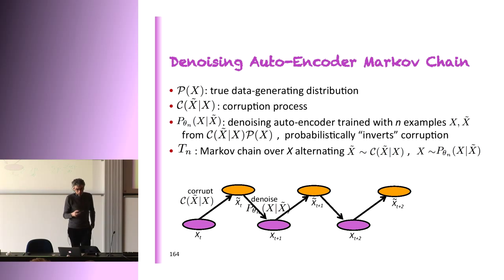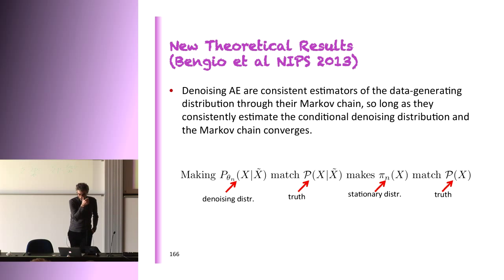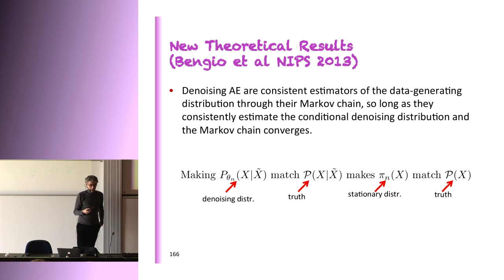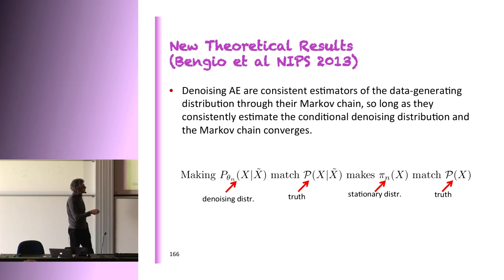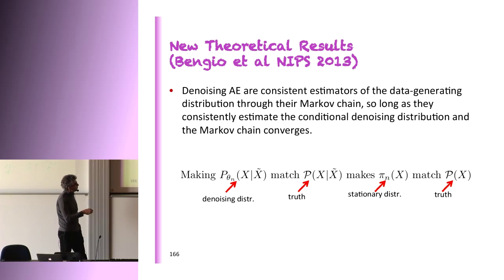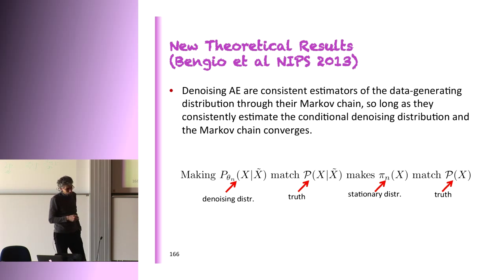And this Markov chain, we can show, estimates the data generating distribution in the sense that as our learned denoising model approaches the true denoising, the Markov chain that we get by running this denoising autoencoder approaches the data generating distribution.